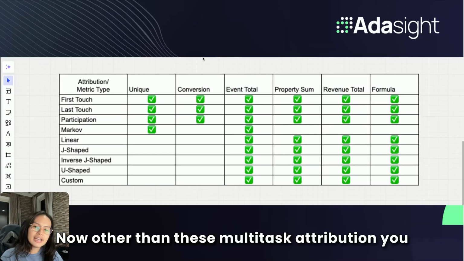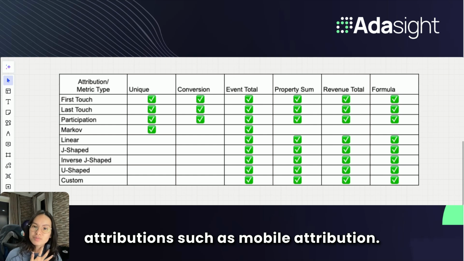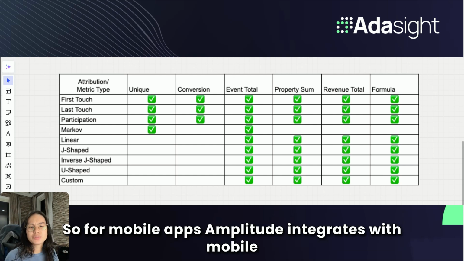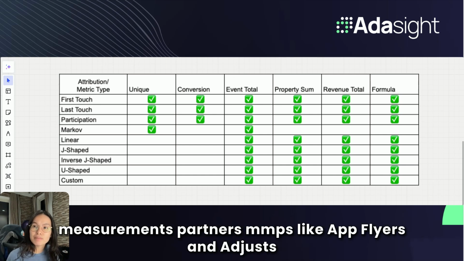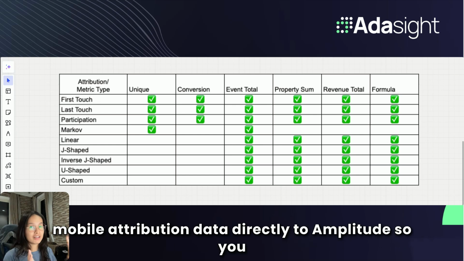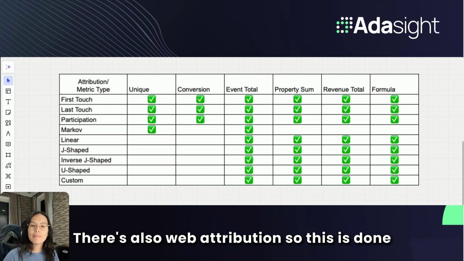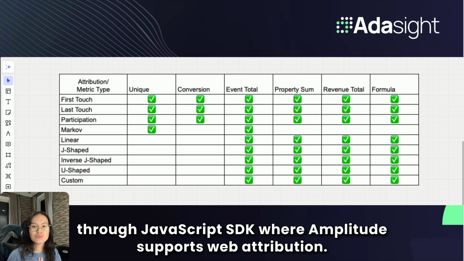Other than these multi-touch attributions, you might also want to look at other attributions such as mobile attribution. For mobile apps, Amplitude integrates with mobile measurement partners, MMPs, like AppsFlyer and Adjust. These integrations allow you to send mobile attribution data directly to Amplitude, so you can enable seamless tracking of app-related users. There's also web attribution. This is done through the JavaScript SDK, where Amplitude supports web attribution.